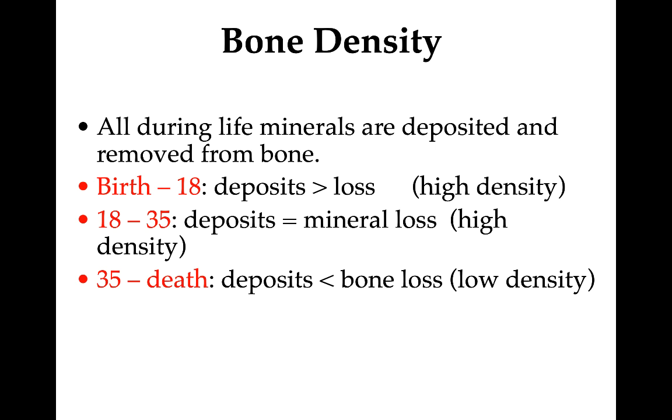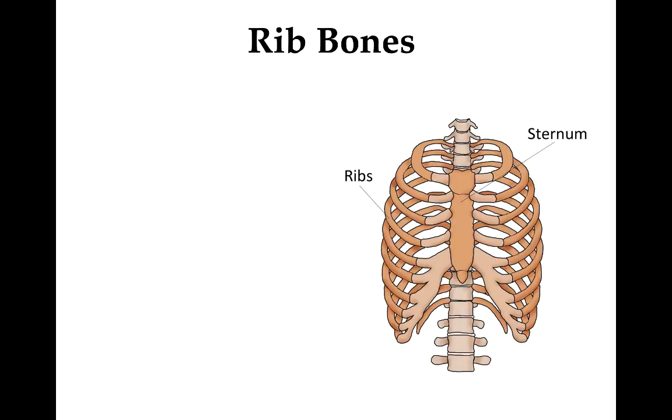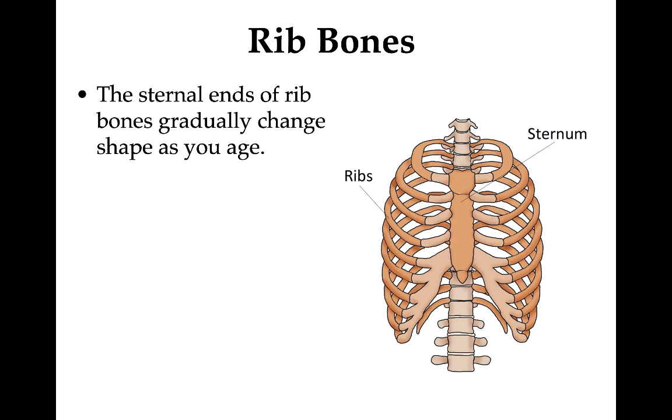There are other ways to look at age in bones. The next one is looking at the rib bones, and specifically the sternal ends of your rib cage. So your ribs are attached to your vertebrae in the back, and in the front they attach to your sternum, which is your breastbone, but they're not attached bone to bone. They actually have a piece of cartilage right here in your rib cage that attaches the rib to the sternum. And so it's these ends of your ribs, which we call sternal ends, and the shape changes over time.